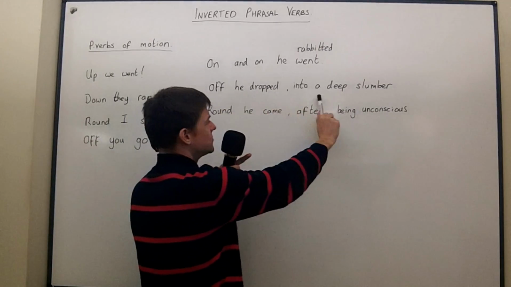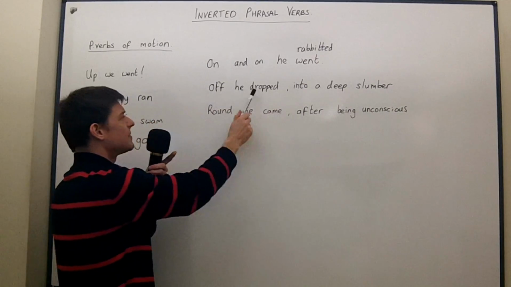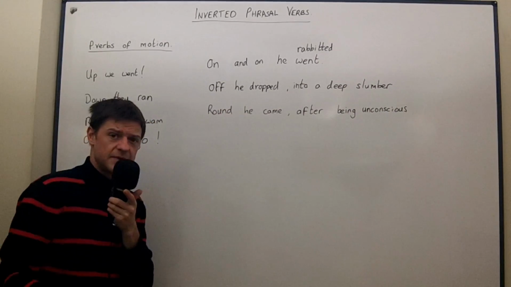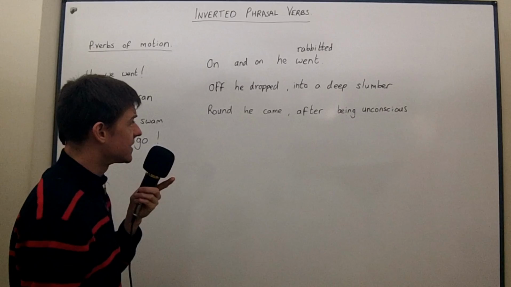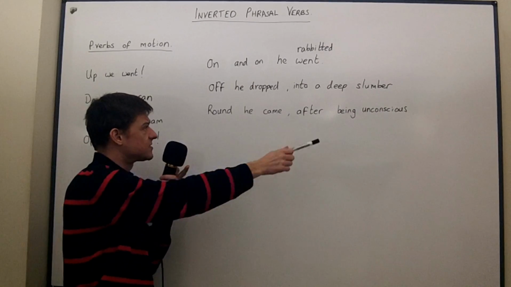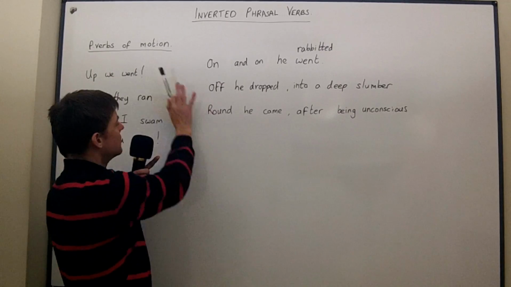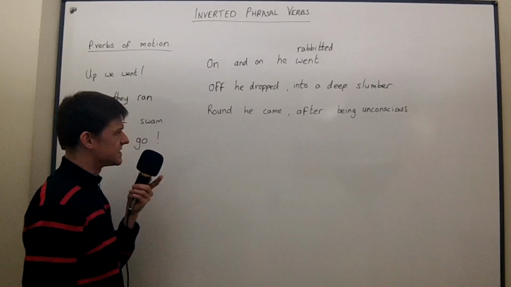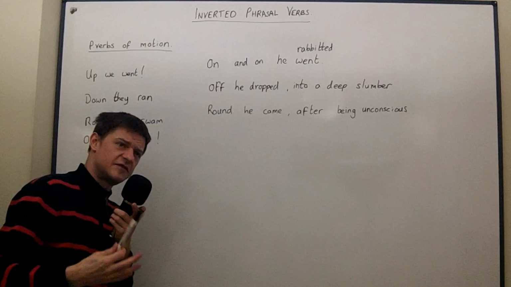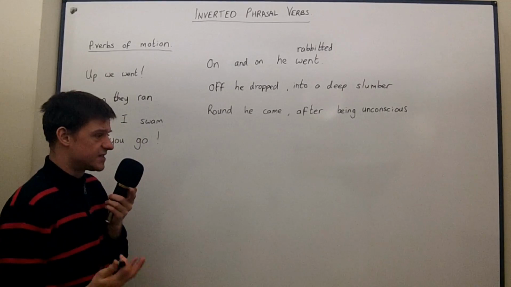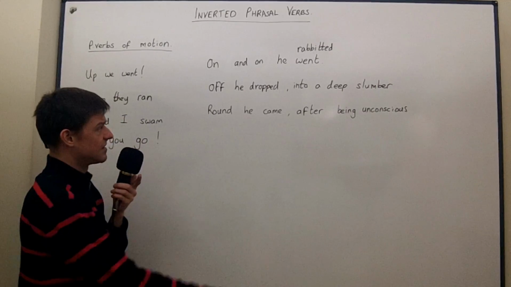Off he dropped into a deep slumber. Here, I mean he dropped off, he fell asleep. Yeah, to drop off is to fall asleep. So off he dropped into a deep slumber. And another example, again, not a verb of motion here, but just something different, just to show you that we use a few different phrasal verbs in inverted ways sometimes.